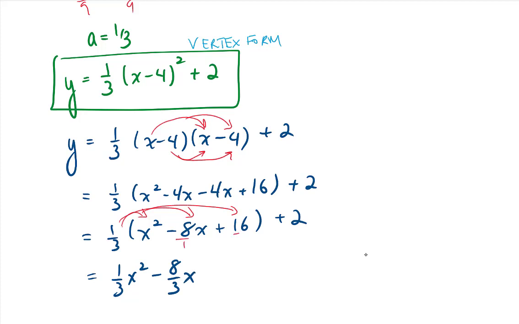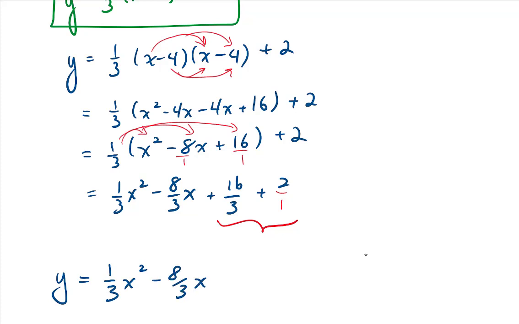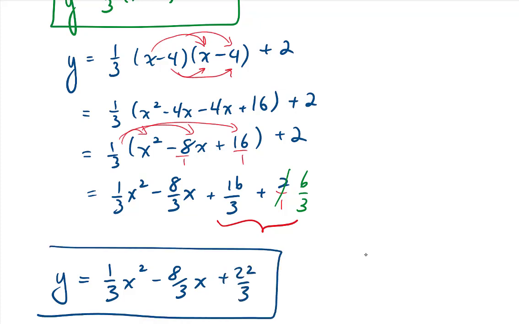Recall that's 8 over 1, that's 16 over 1. And then plus 16 over 3 plus 2, and remember that is 2 over 1. So the last thing we're going to do is collect our like terms that we have here. And we get y equals 1/3 x squared minus 8 over 3 x plus 16 over 3 plus 2 over 1, that's the same thing as 6 over 3. And that's going to leave us with positive 22 over 3. So there is our equation in standard form.